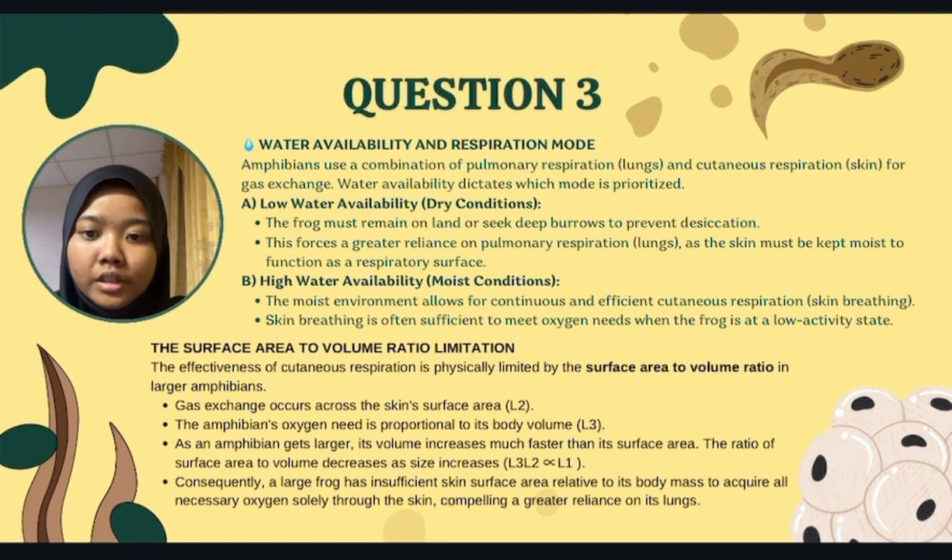Gas exchange occurs across the skin surface area, but as an amphibian's size increases, its oxygen need increases much faster than its surface area. This means a large frog simply lacks enough skin surface relative to its total body mass to acquire all the necessary oxygen solely through the skin, compelling a greater reliance on its lungs.